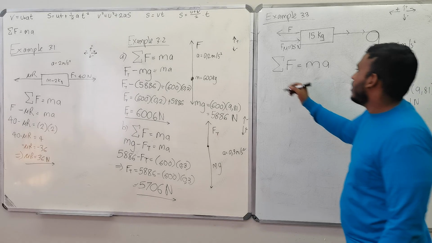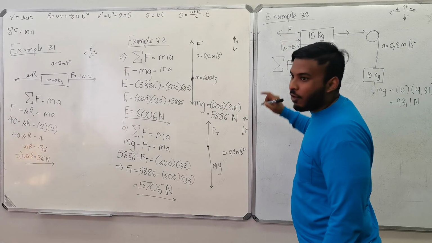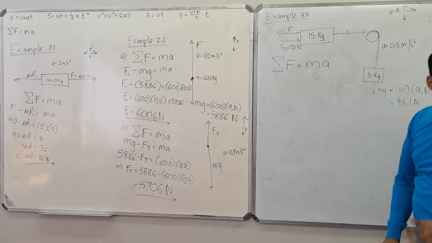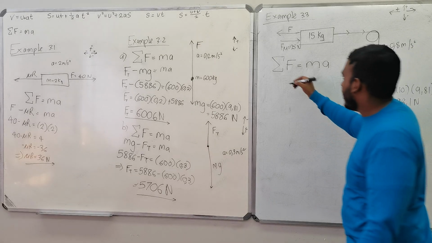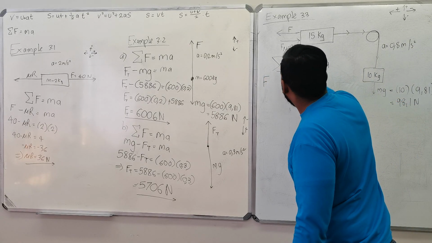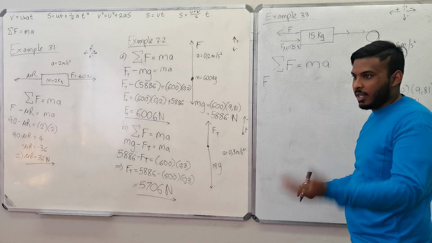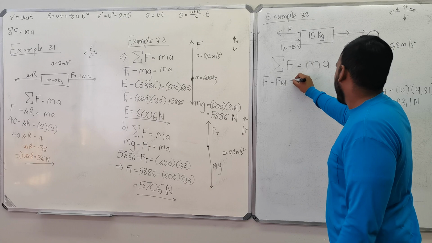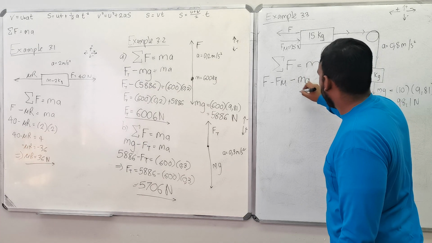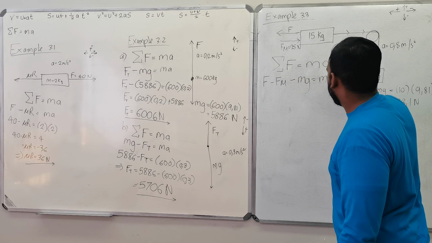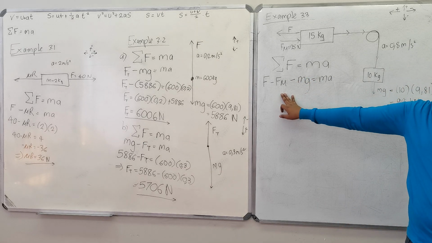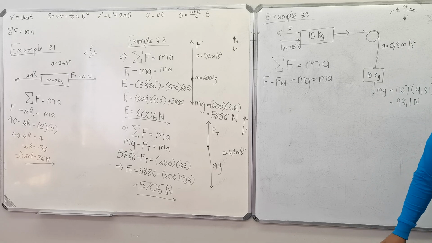Your applied force is going to be a positive force, because we took left as positive, and it's moving to the left. Your frictional force is going to be a negative force. Minus the gravitational force, which is equal to mass times acceleration. So these are your three forces, equal to the sum of the forces. Am I fine?